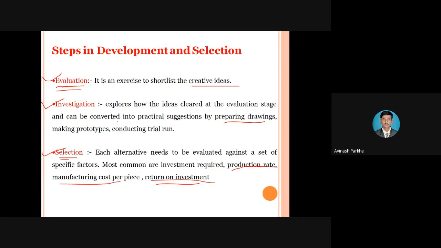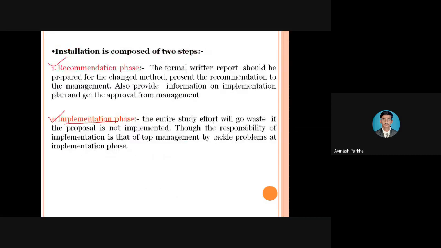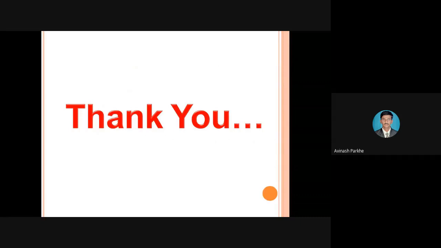Step number 1, evaluation. Step number 2, investigation. Step number 3, selection of one method, and after the selection, installation or implementation of that new method in the industry. So this is the installation, and the role of management during the implementation is also very, very important. And with this, chapter number 2 is over.